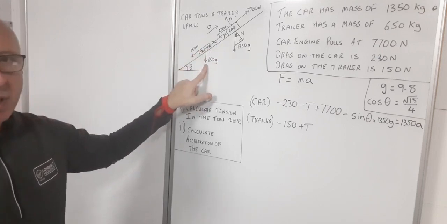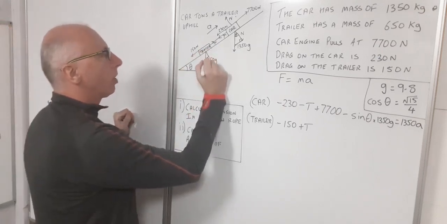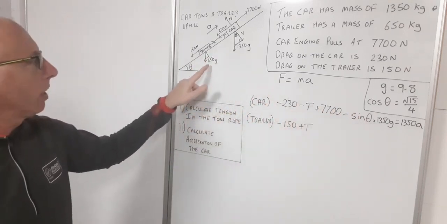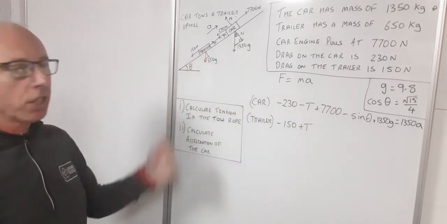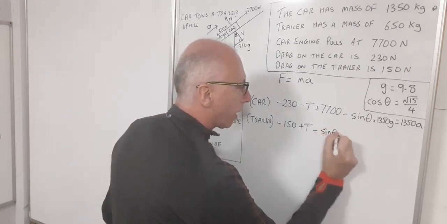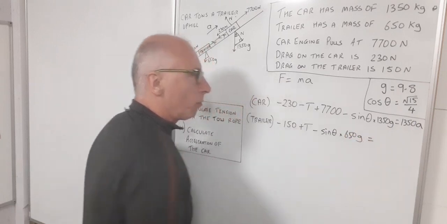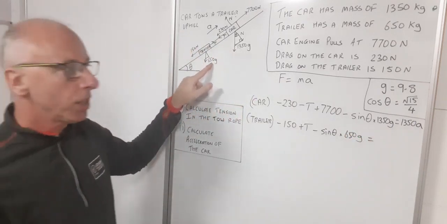And then we've got this one here, where we did the same as here. This time our mass is 650g. But this time it's also going in the negative direction, so we need to subtract again. So minus sine theta times 650g. And then as force equals mass times acceleration, it's 650a.